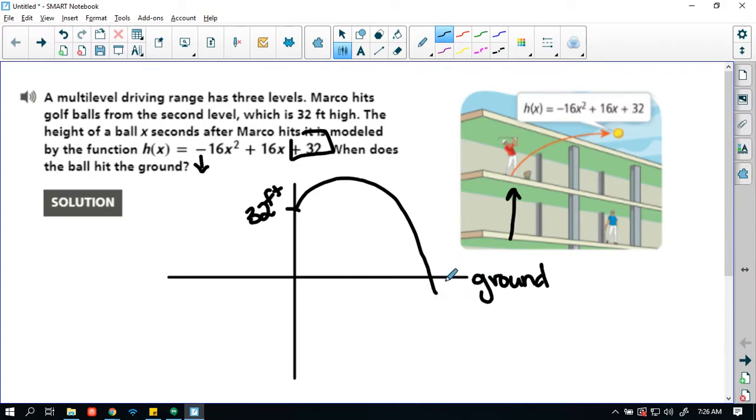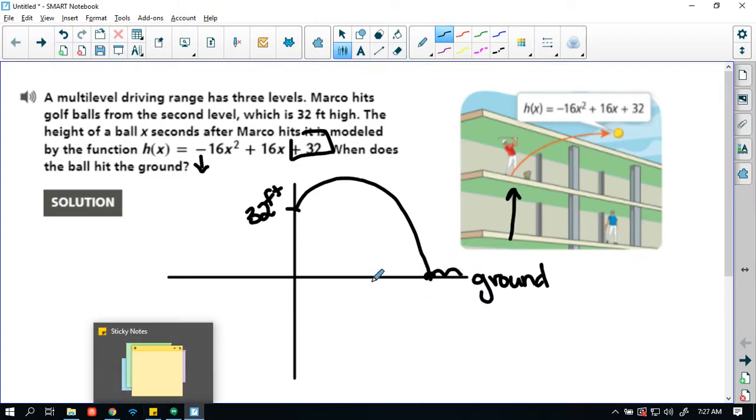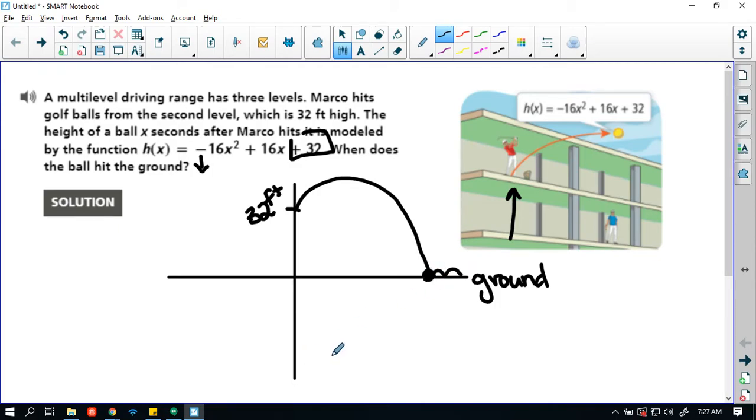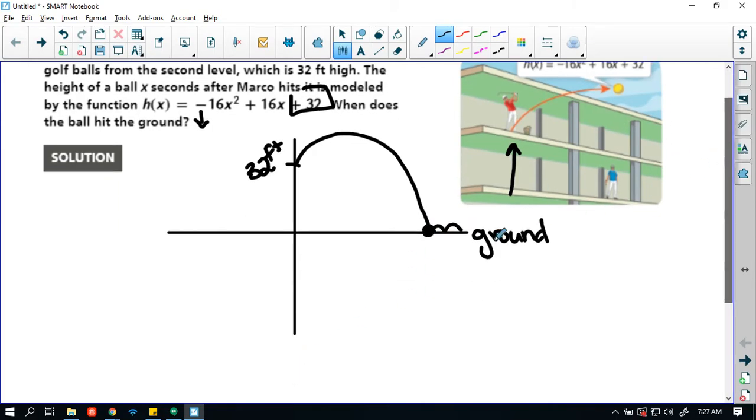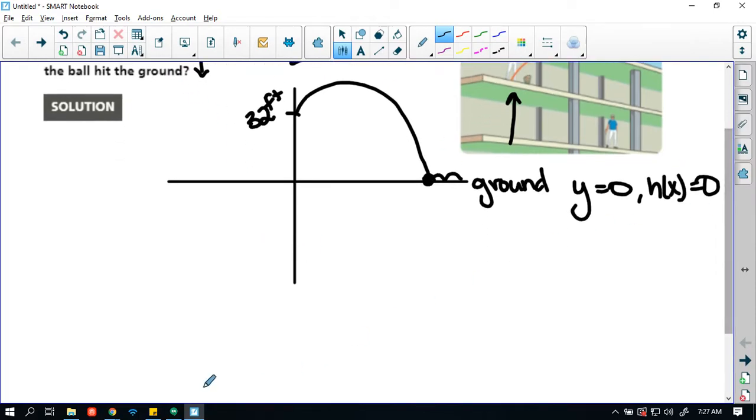Now, here's the thing. When it hits the ground, I guess it's not going to go underneath the ground. It'll probably bounce a little bit. But this is what we are looking for, when it first hits the ground. And when it hits the ground, this is when y is equal to 0, or in our case, when h of x is equal to 0. So I'm going to take this bit of information and substitute 0 in for h of x.